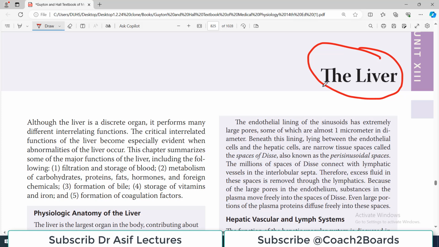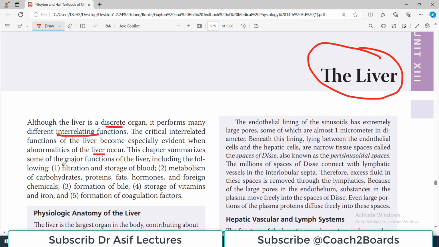In this chapter we will be dealing with the physiological aspects of liver functioning. Although the liver is a discrete organ, it performs many different interrelating functions. It is just like a factory that works as a coordinator between different areas of your body. The critical interrelated functions of the liver become especially evident when abnormalities of the liver occur.